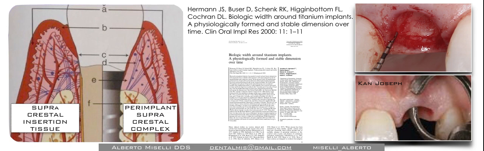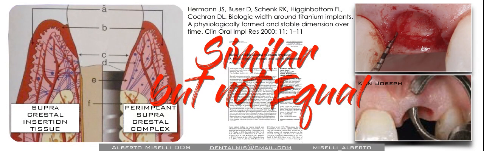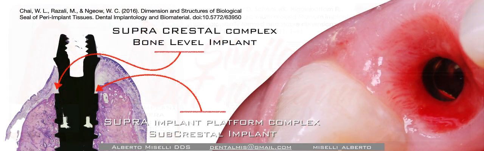We need to know that the tissue around the teeth and around the implant are similar, but not equal. Not equal, because the vascularity and the connective tissue fibers around the teeth, or around the abutment of the implant and the crown, are different. So this is not similar. It's similar, but not equal.